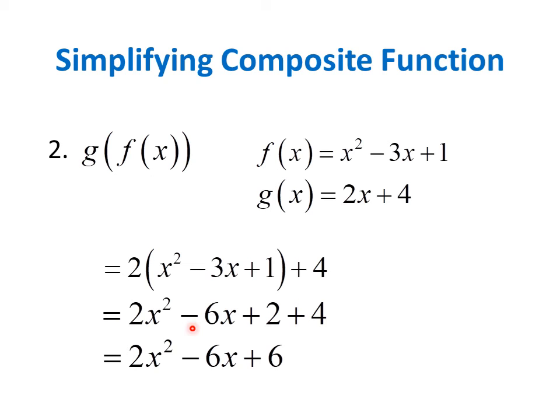Let's simplify this expression further. There is only one term with x squared, so we have 2x squared. There is only one term with x, so we have minus 6x. Then we can add the numbers. 2 plus 4 is 6.